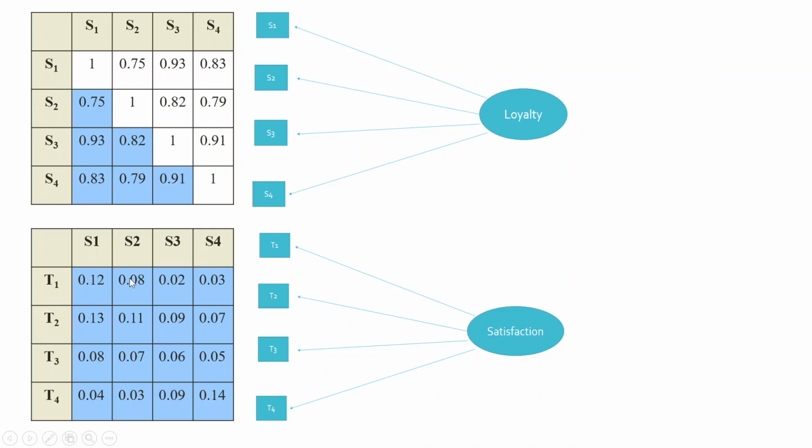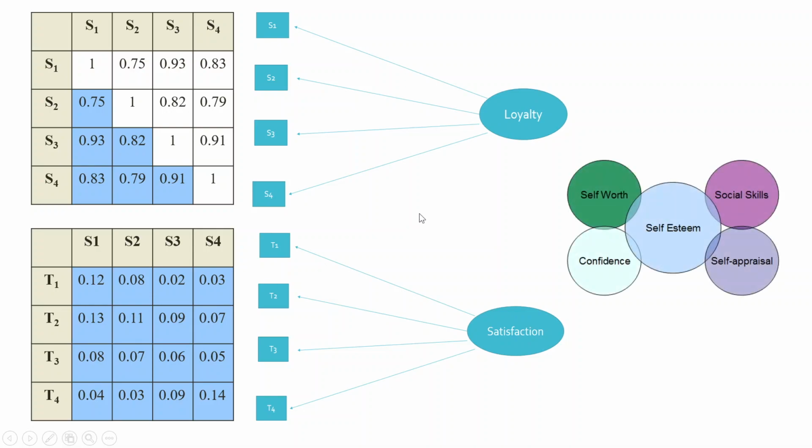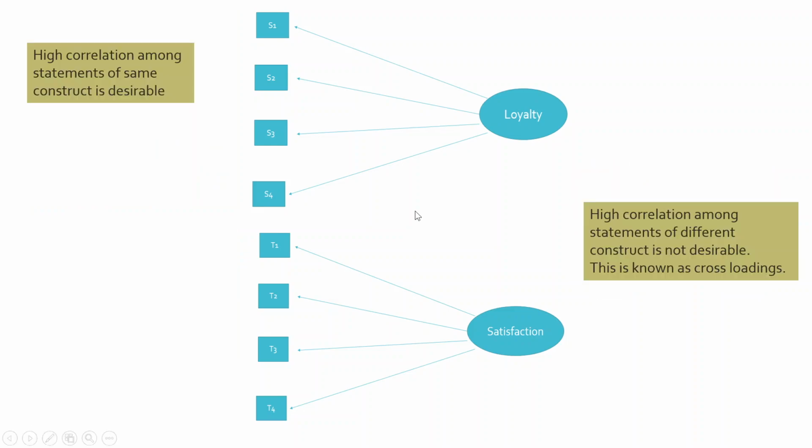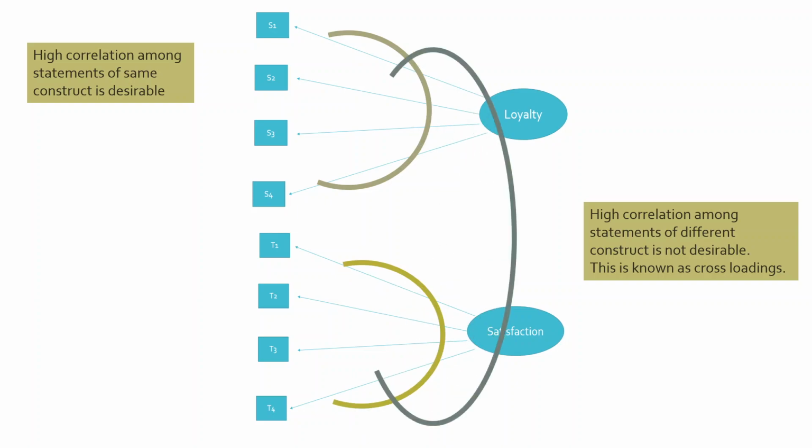You can see here, we require low correlation here, so that there is very little overlapping among the constructs. If this is established, then we will say that the divergent validity is established. High correlation among statements of the same construct is desirable. Here, high correlation among statements of different constructs is not desirable. If it happens, then that is known as cross-loadings. We require high correlation here, and we require very little correlation here.